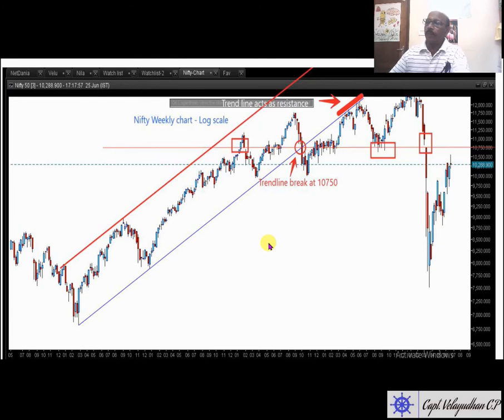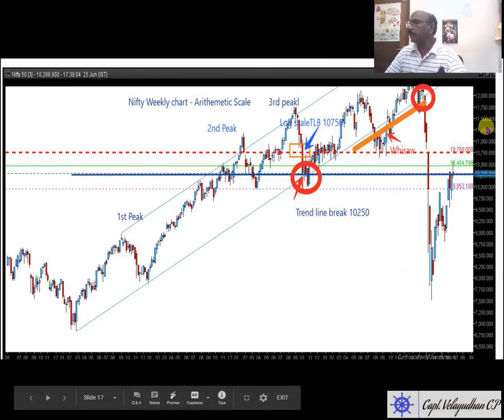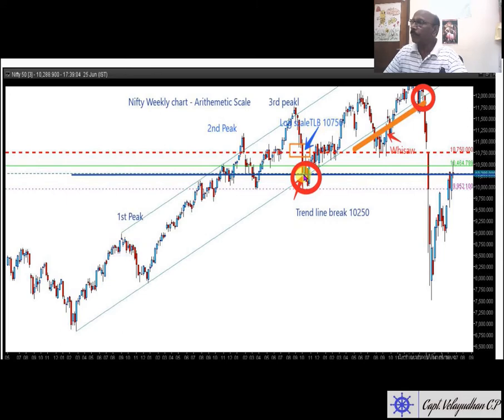Now let us look at the arithmetic chart. On the arithmetic scale, you can see the equivalent distance on the right hand side. Same chart, but it broke here only, took support here and broke here, this point. And here the trend line breakpoint was 10,250.